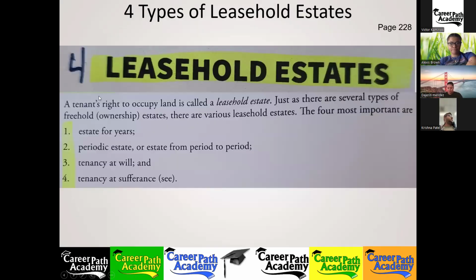So now let's highlight four leasehold estates and the four types.